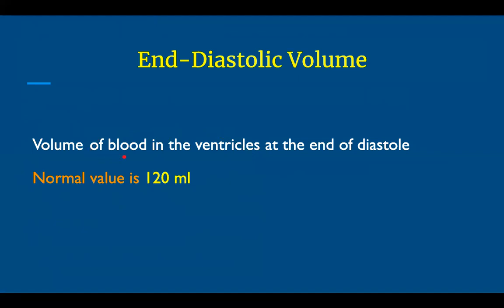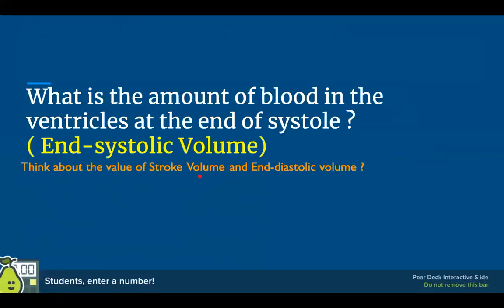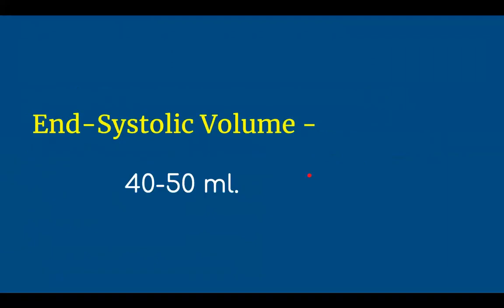And what is end diastolic volume? It is the volume of blood in the ventricles at the end of diastole. Normal value is 120 ml. So then what would be the end systolic volume? Remember, the stroke volume is 70 ml, while the volume of blood in the ventricles at the end of diastole is 120 ml. So what would be the end systolic volume? Yes, right, that is end diastolic volume 120 ml minus stroke volume 70 ml. That is, the end systolic volume is normally about 40 to 50 ml.